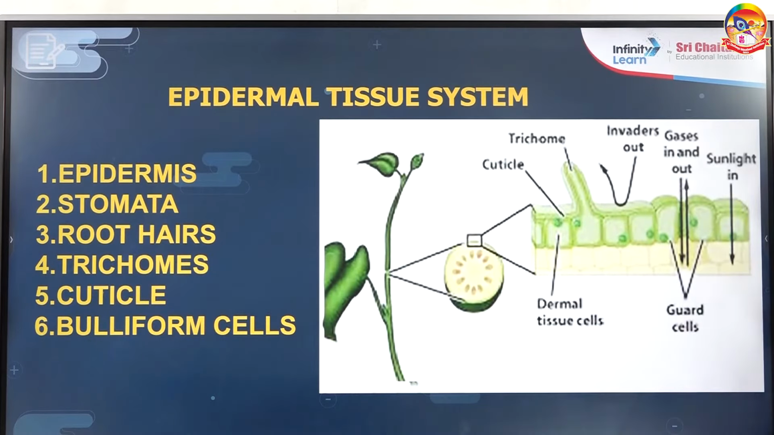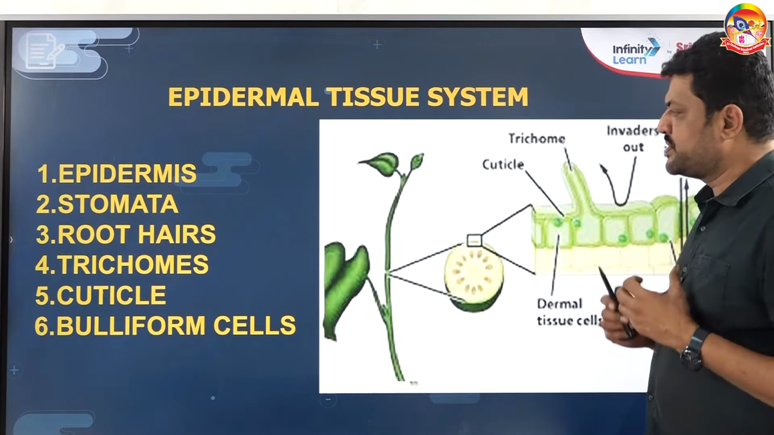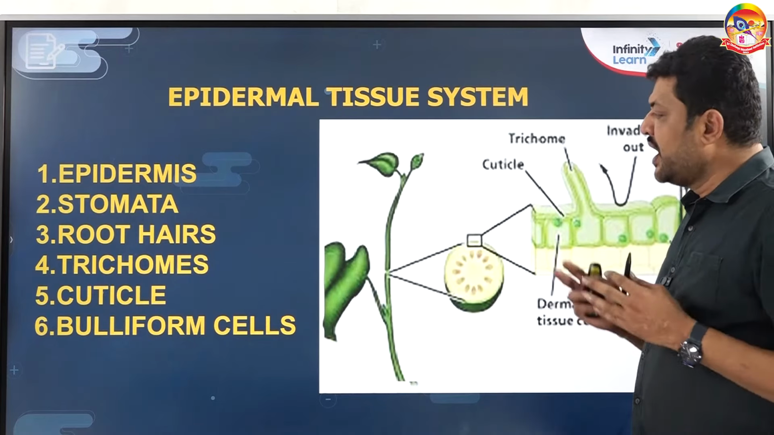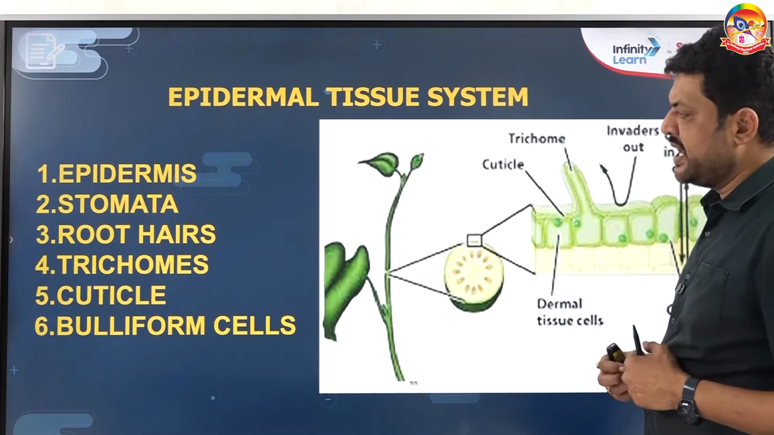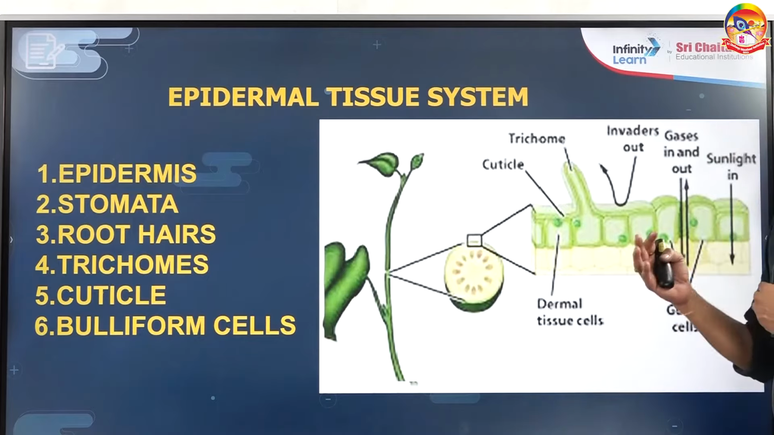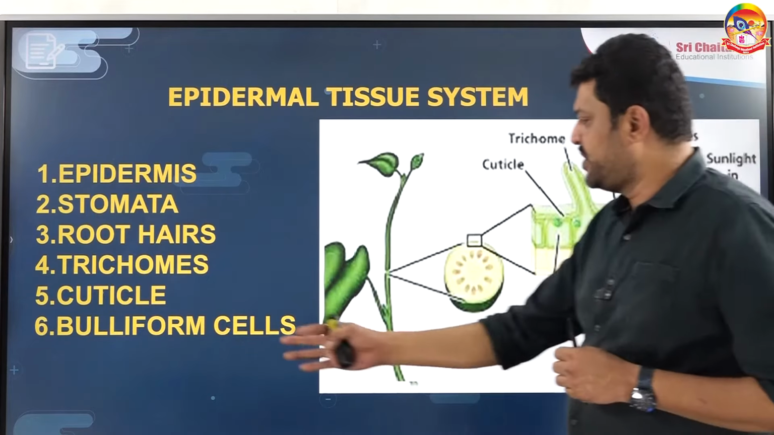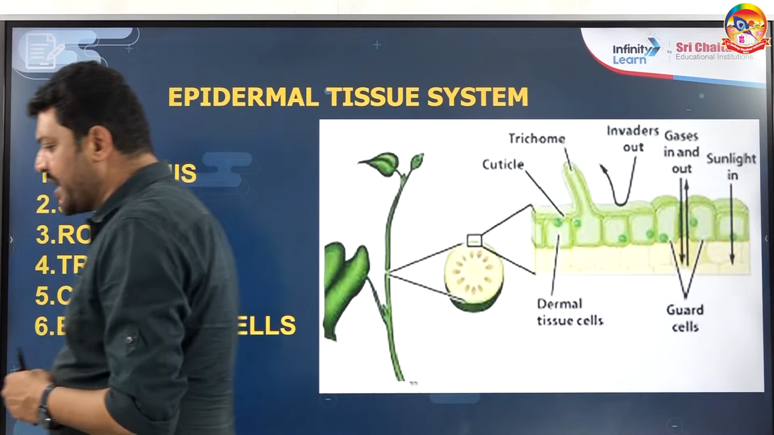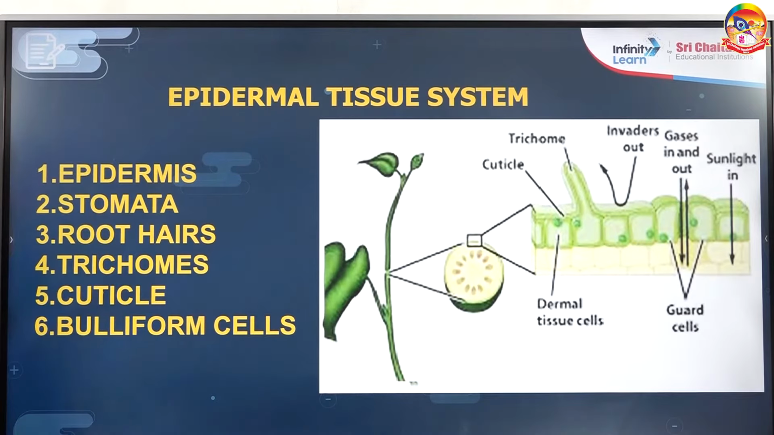The root hairs help in absorption of water and minerals, and trichomes are multicellular, they help in reducing the rate of transpiration. Cuticle is a waxy layer present outside the epidermis, and bulliform cells of the monocot leaves help in rolling and unrolling of leaves. So I have taken one picture here.